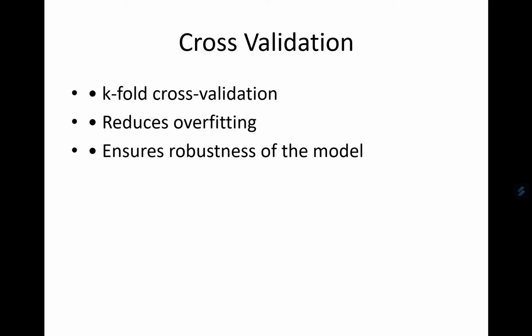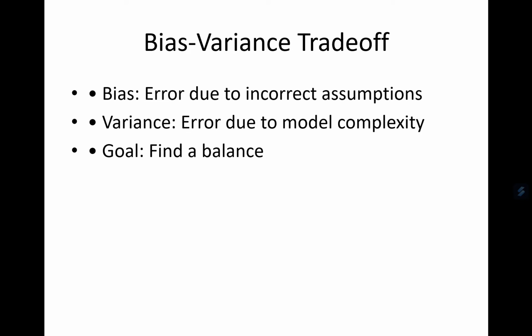Under cross validation, we can use k-fold cross validation to reduce overfitting and ensure robustness of the model. Then the bias-variance trade-off: bias is error due to incorrect assumptions, and variance is error due to model complexity. The goal is to find a balance.